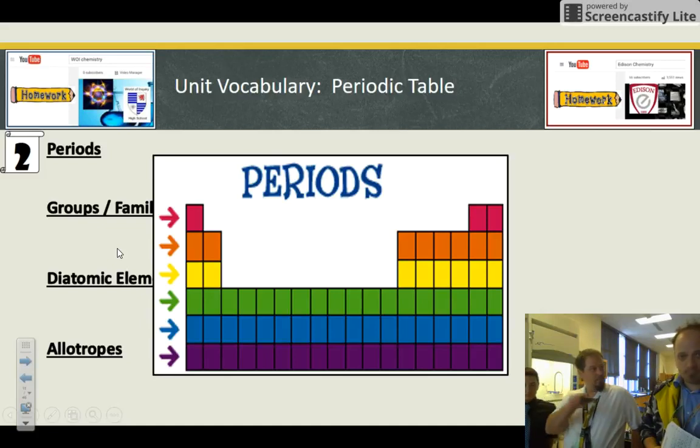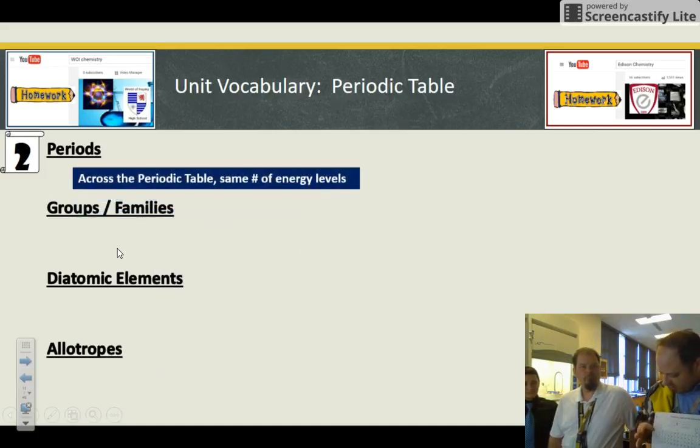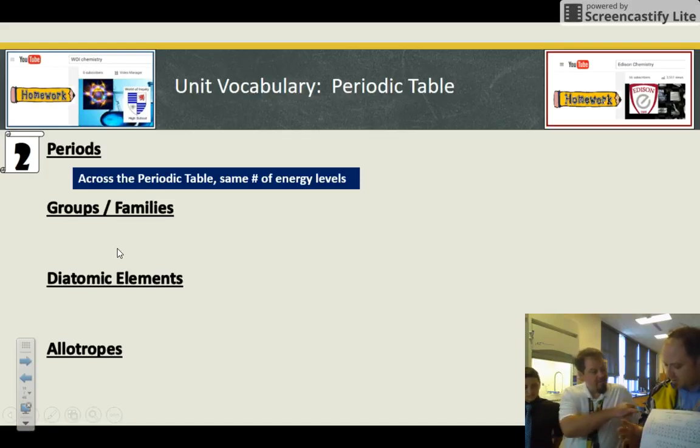Periods. This is going across. There are 7 periods. They're labeled on our reference tables. This is across the reference table, and it is the same as the number of energy levels. Just so we're heads up: energy level 1, 2, 3, 4, 5, 6, even 7. They're labeled periods. So it helps.